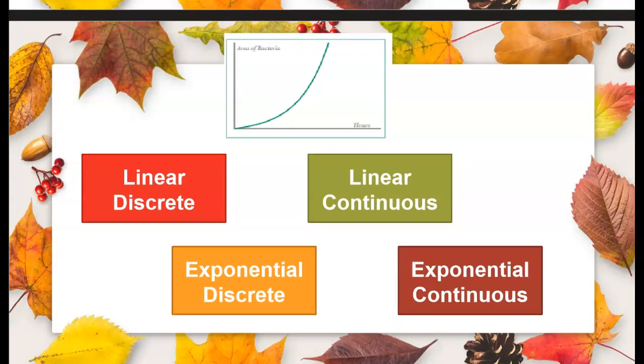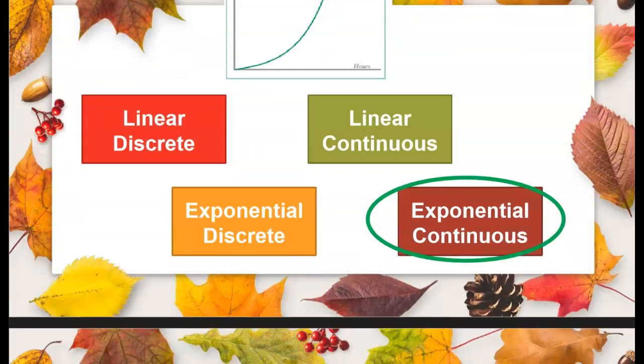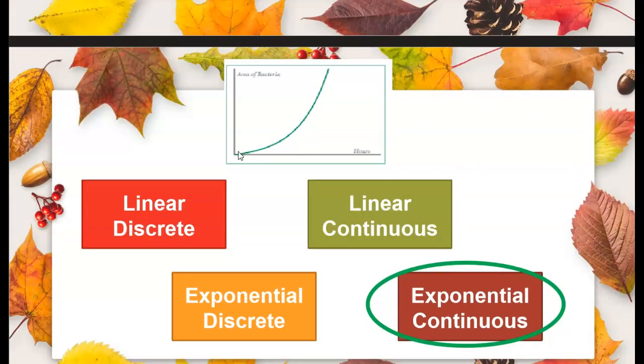What do you think about this one? Point to the one you think it is. This is exponential continuous. You can see all of the points are connected. That makes it continuous. And then it's a curve, so we expect this to be exponential.